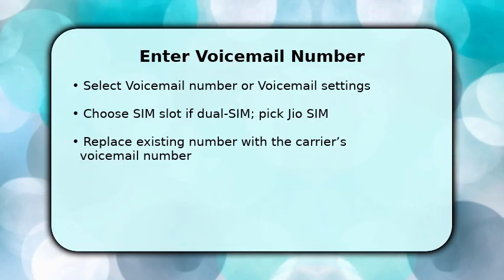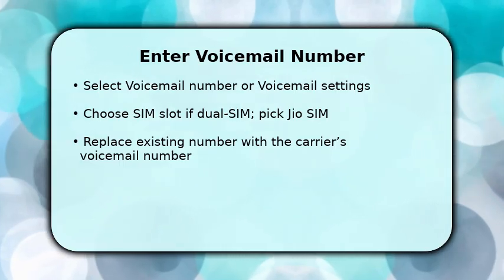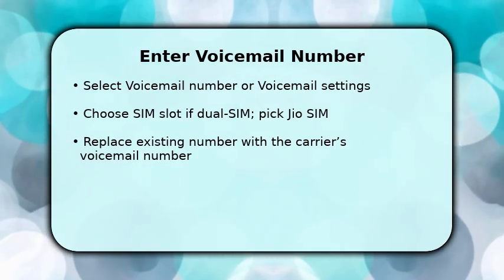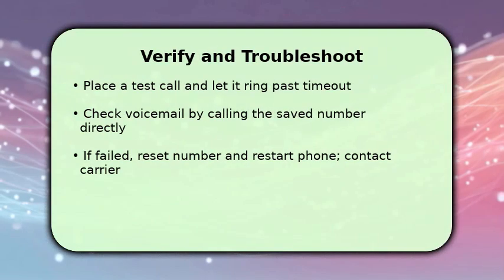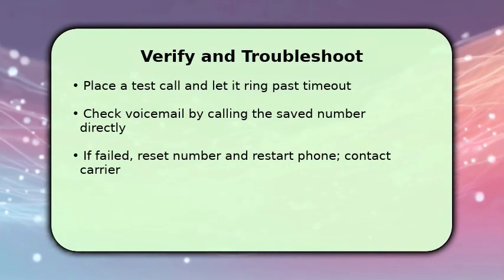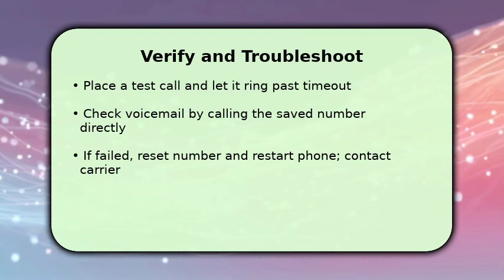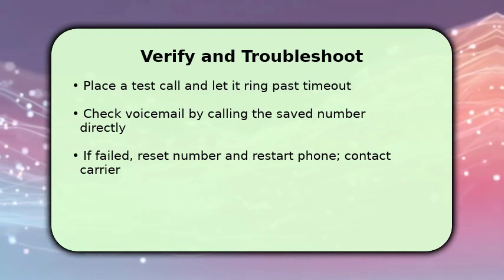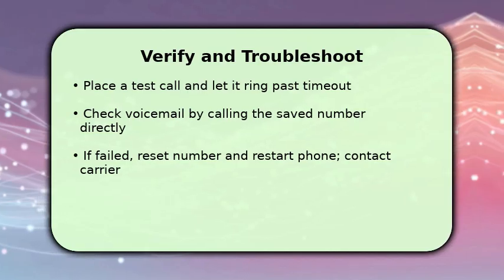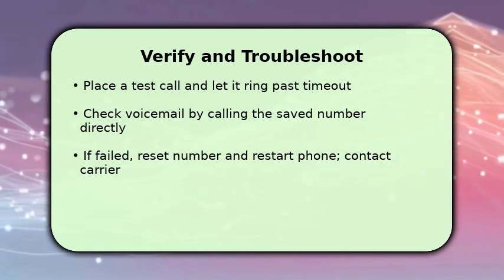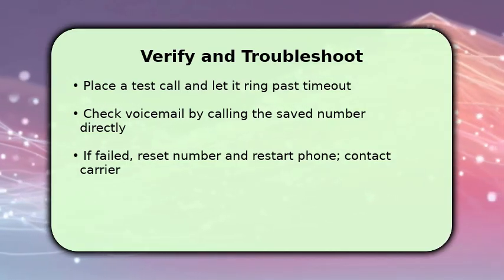After typing, press Save or OK. This writes the number into system settings and links calls to voicemail. Complete setup by making a test call from another phone and let it ring until it diverts to voicemail. This confirms the number works. Alternatively, call the saved voicemail number directly to hear prompts. This verifies access and PIN prompts.